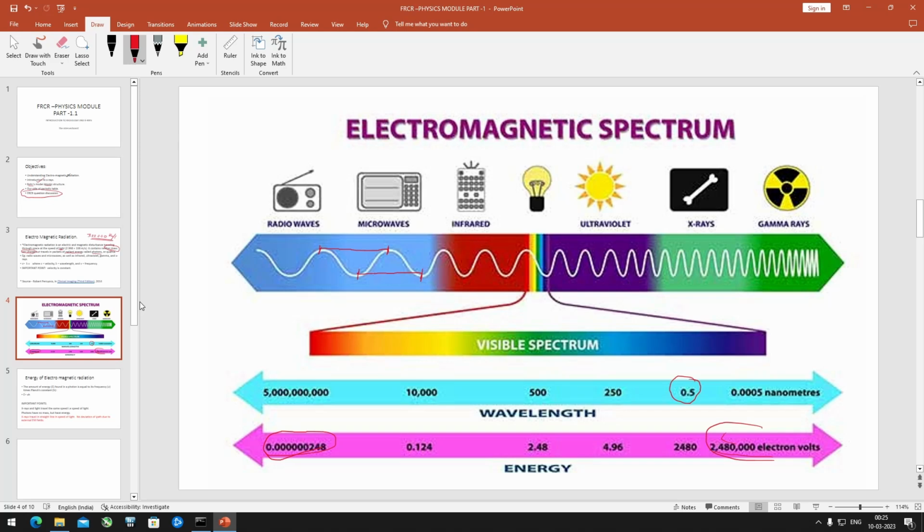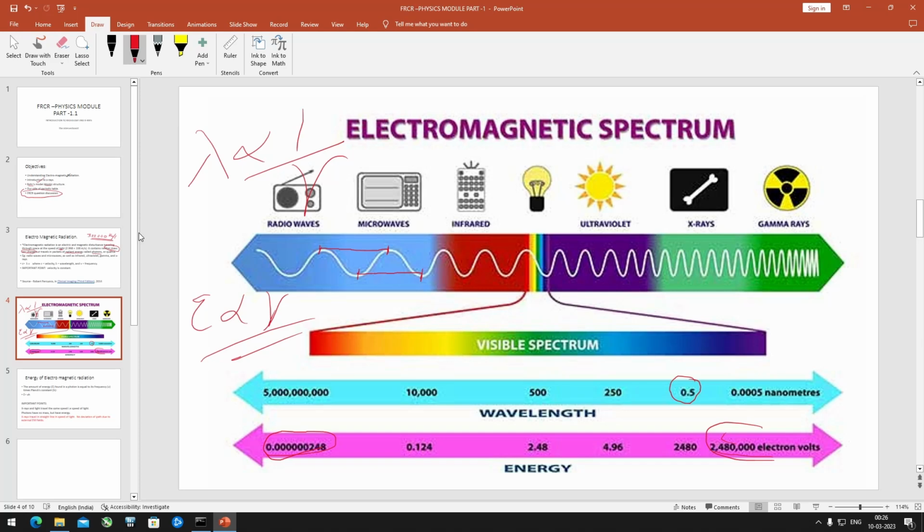No, actually energy is directly proportional to frequency. Okay, so that is how it works. And wavelength, which is represented by lambda, is inversely proportional to frequency. So that's how it works.